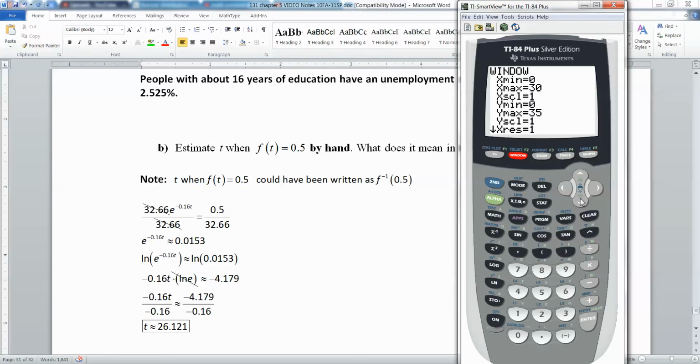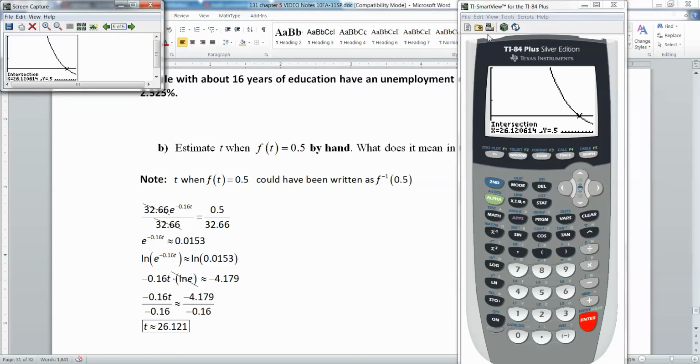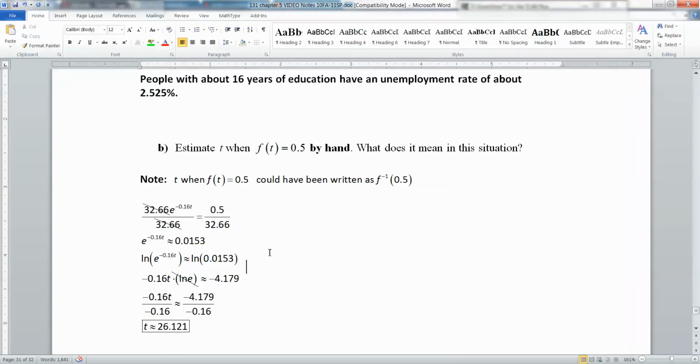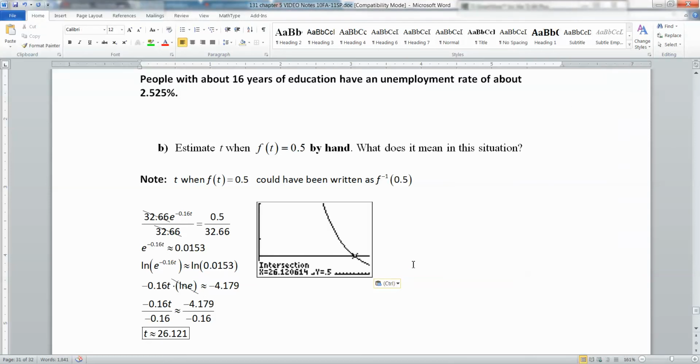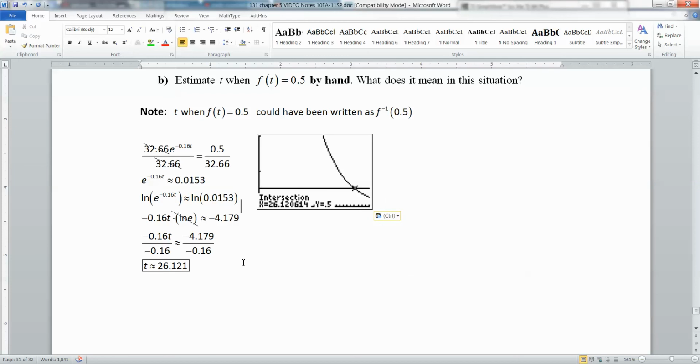All right, so let's go to our window. Let's make it so our y max is much smaller, like 2. 0.5 is going to come right across right here. There it is. Then we go to calculate, intersect, enter, enter, enter, and there it goes, 26.12. Look at that. So we can back ourselves up with a calculator. Nobody's going to stop you from doing that. When they say do it by hand, it doesn't mean you can't double check yourself, right? You totally double check yourself.